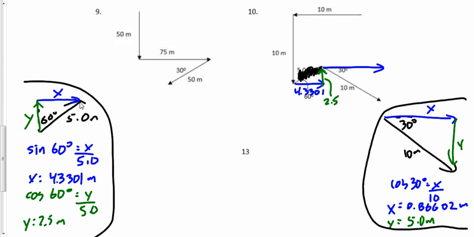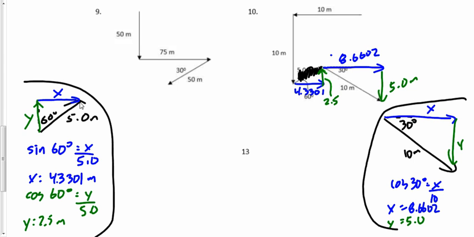Okay, this is 8, whoops, this is wrong. I said 0.866. This should be 8.66, right? This is 5.0. This is 8.66. And then take our little airbrush here. There we go.